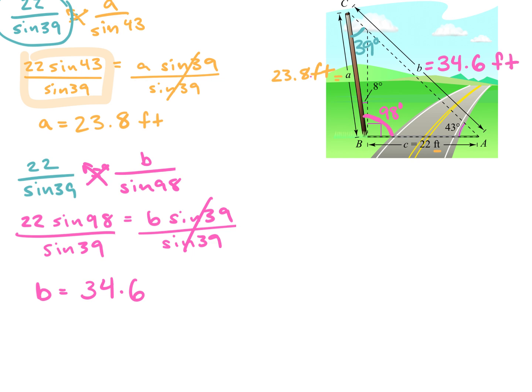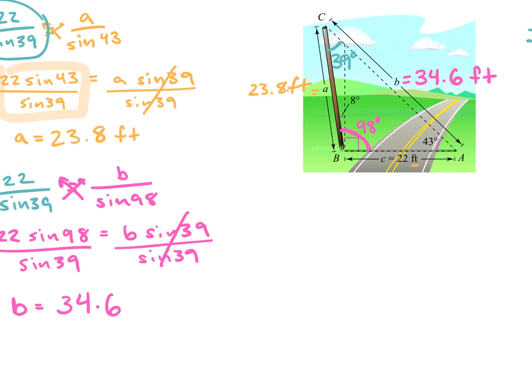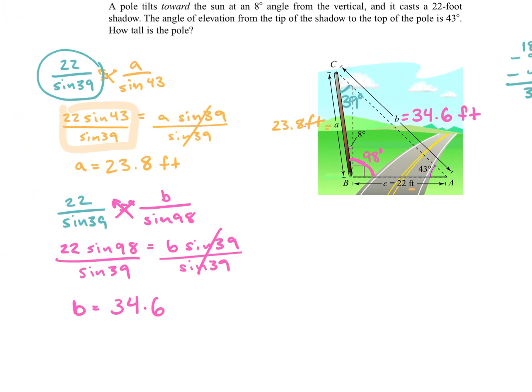Feet. Perfect. Now just to make sure, double check that your largest angle is opposite of the longest side. So 98 is our largest angle, 34.6 is the longest side. Our smallest angle is 39, which is opposite of the smallest side, 22. So you just double check your work that way.